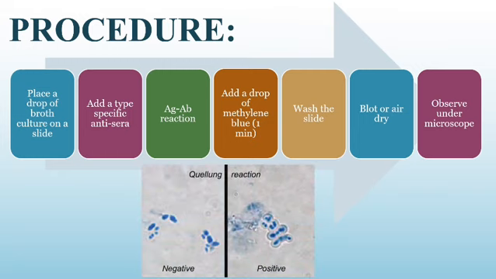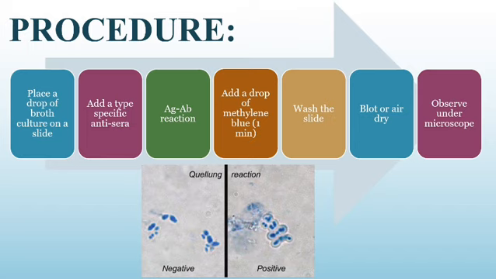Speaking about the procedure for the Quellung reaction, place a drop of broth culture on the slide, that is, the organism to be visualized under the microscope is made into a broth, and a drop of culture is placed on a slide. Now add a type specific antisera to it. The antisera is the antibody available against a particular organism, the culture is the antigen, and the antisera is the antibody. Now the antigen antibody reaction is allowed to take place. Add a drop of methylene blue for 1 minute, then wash the slide, blot dry or air dry it and observe under the microscope.